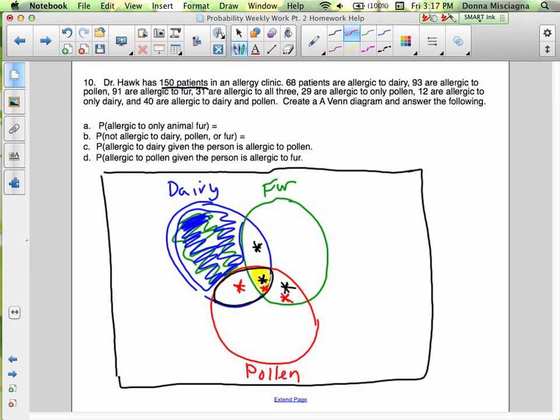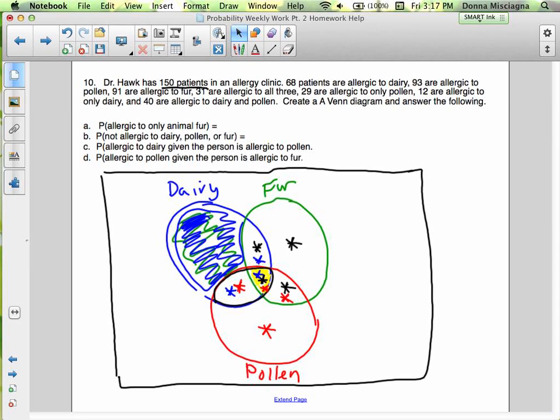All right, so all of that's included in the pollen, the red asterisks. All of this is included in the fur. And then this, and this, and this, and of course the shaded blue is included in the dairy. So make sure you subtract out anything that's in the circle already to find the fur only, dairy only, pollen only, unless you're given those values.